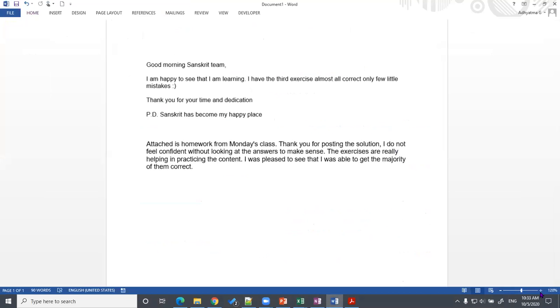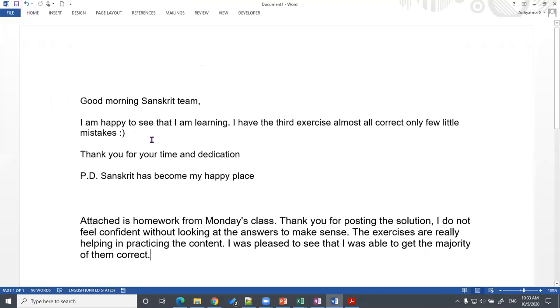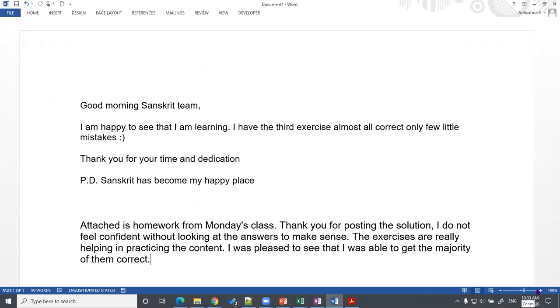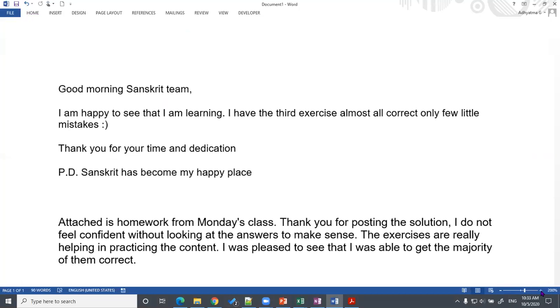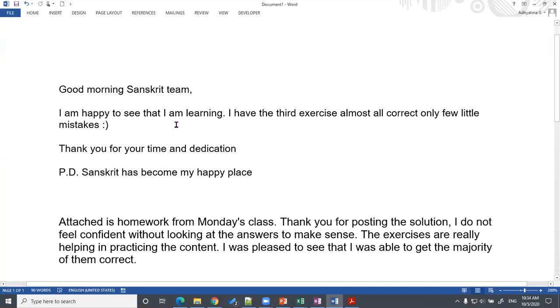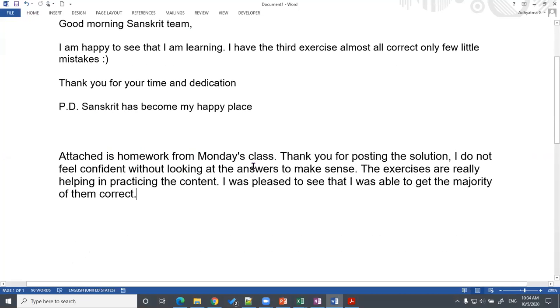And I have received some comments from the people, and it is very good to see that some of you are making very good progress, those who are trying to solve the exercises. So I'm happy to see that I'm learning. I have the third exercise almost all correct, only a few little mistakes. And then here attached is the homework from Monday's class. Thank you for posting the solution. I do not feel confident without looking at the answers to make sense. The exercises are really helping in practicing the content. I was pleased to see that I was able to get the majority of them correct.